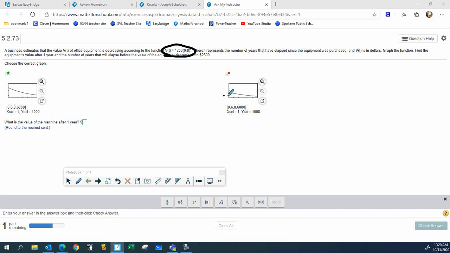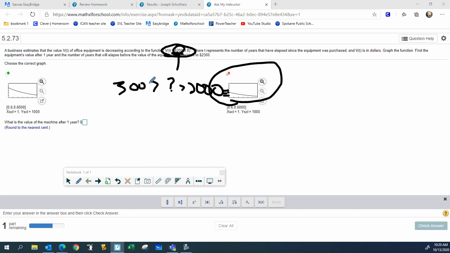going on this graph to the right, it's 1,000, 2,000, 3,000. So the y-intercept here on this graph is a little bit greater than 2,000. Okay, and we see right here for the standard form of an exponential equation that our y-intercept is 4,200. So we also know that the y-intercept is going to be less than 3,000 because of where it's at. So we know that it cannot be this graph just because of that y-intercept.